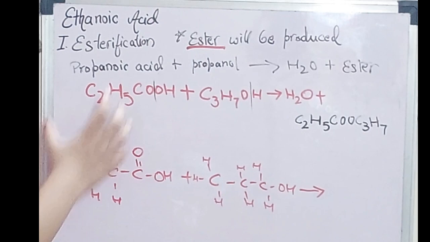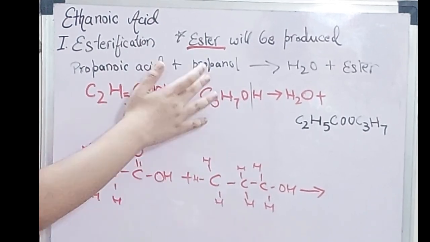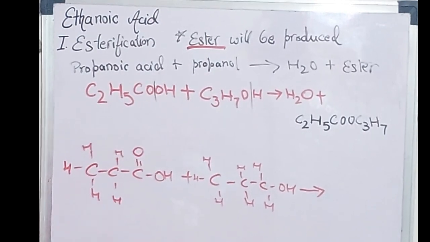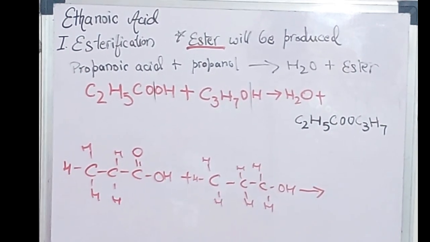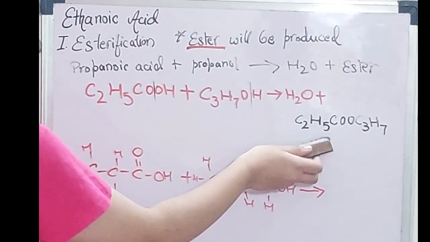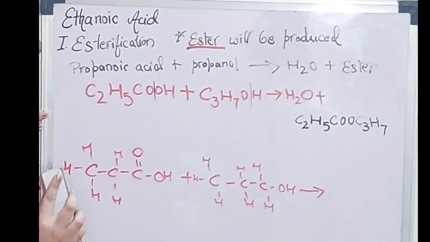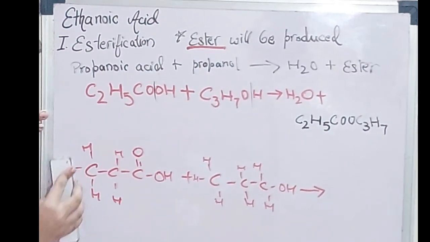Okay, क्या किया? Propanoic acid में से I removed OH, propanol में से I removed H, और बस इसका as it is लिख दिया. I got my ester, the sweet smelling substance. I know that you must not know about ester, so you can Google it more if you are curious about it. And yeah, now let us draw the structure of this ester. This was easy, right?